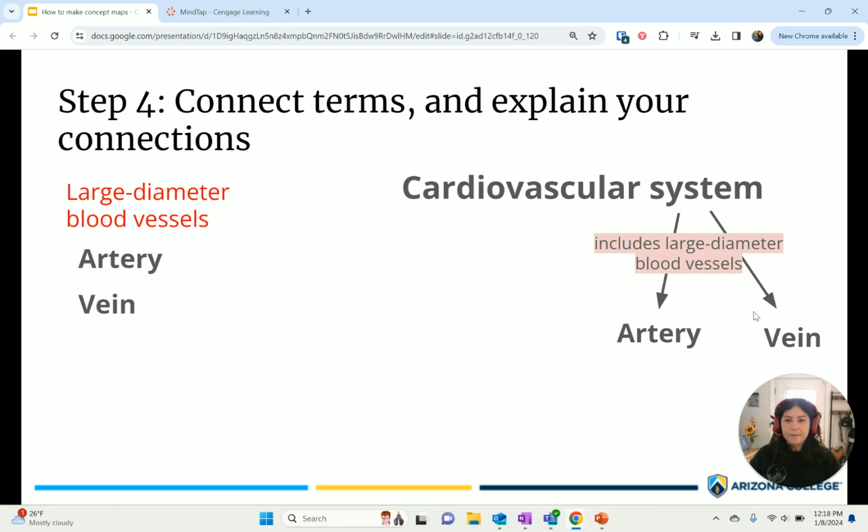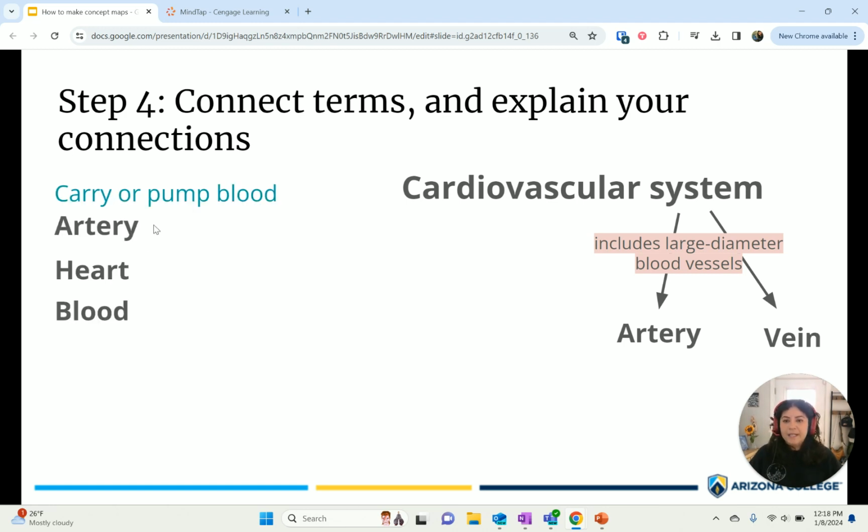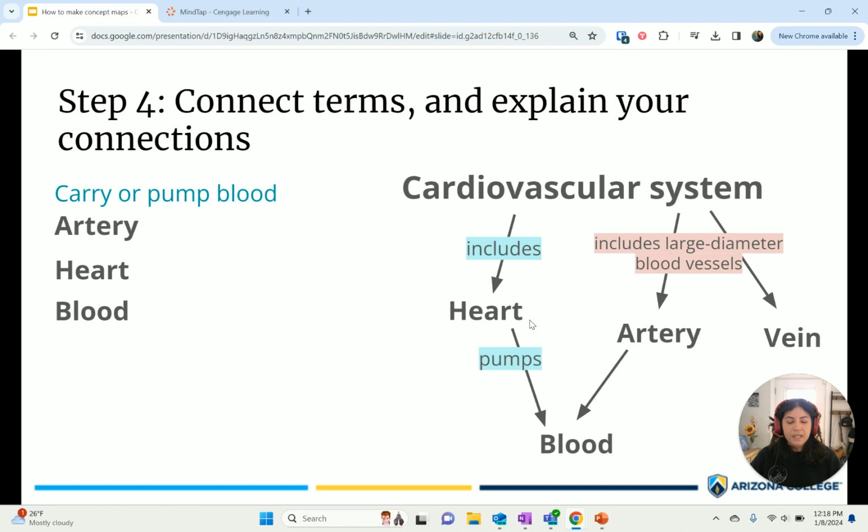Now let's go ahead and add our second connection, which is carry or pump blood, and we're going to add these words. So we could say that the cardiovascular system also includes the heart, and that the heart pumps blood. So see, I connected heart and blood, and then I put the word pump here to explain why I connected those two terms. And then here we're going to connect artery to blood. Artery already has a connection, but we can connect it more than once. There's nothing wrong with that.